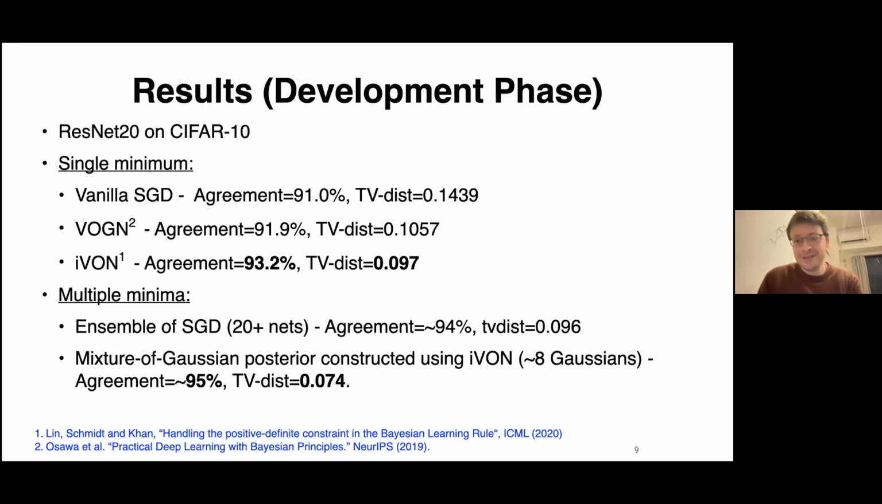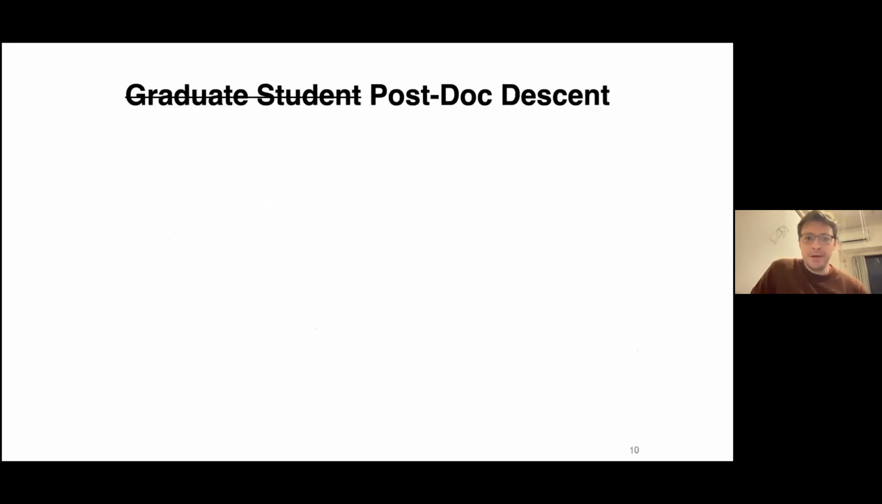But finally, the best result was achieved by using a mixture of Gaussian posterior using this I1, which with fewer mixture components, 8 diagonal Gaussian components, gave agreement of 95% and TV distance of 0.074, which led us to use this kind of idea for the final phase of the competition, where we had to do some parameter tuning.